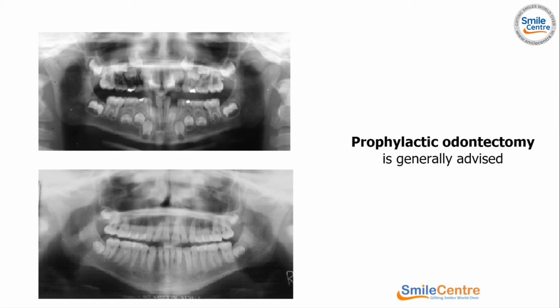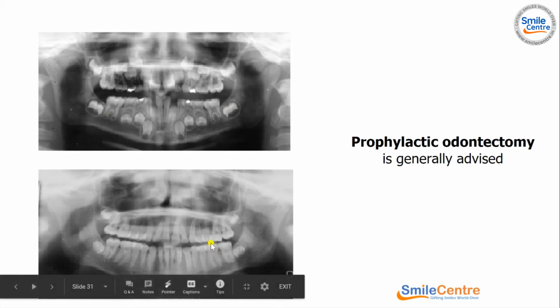Now, there is a treatment modality called prophylactic odontectomy, which is generally done in children of growing age, where we are able to predict that the wisdom teeth are going to get impacted. So in such a situation, we prefer to remove the wisdom teeth well beforehand. And this procedure is called prophylactic odontectomy.